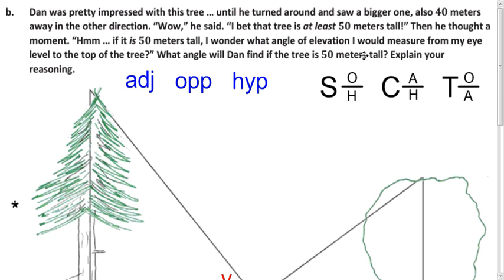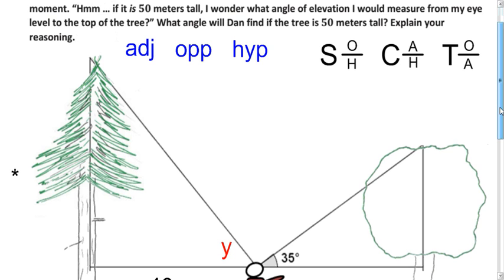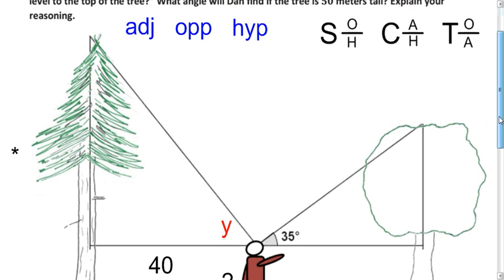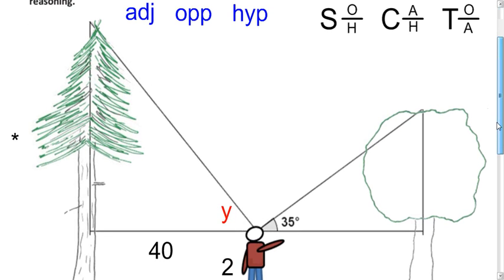Now, in the same diagram, we have Dan looking at another tree that's taller, and he says it's at least 50 meters tall. He wants to figure out what is his angle of elevation to the top of that larger tree. So let's see if we can solve that using trigonometry. Here we have the picture, and we're assuming this tree is 50 meters tall.